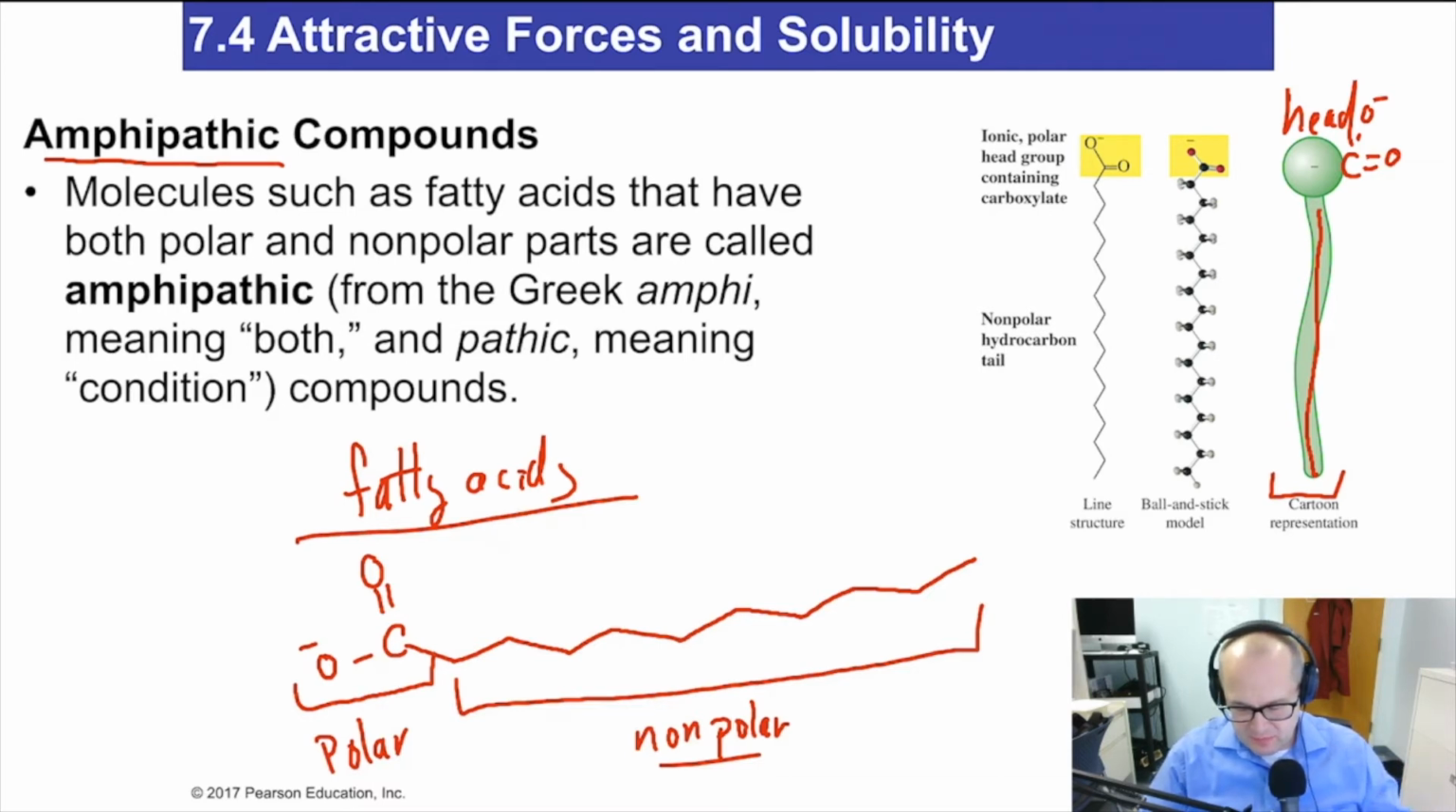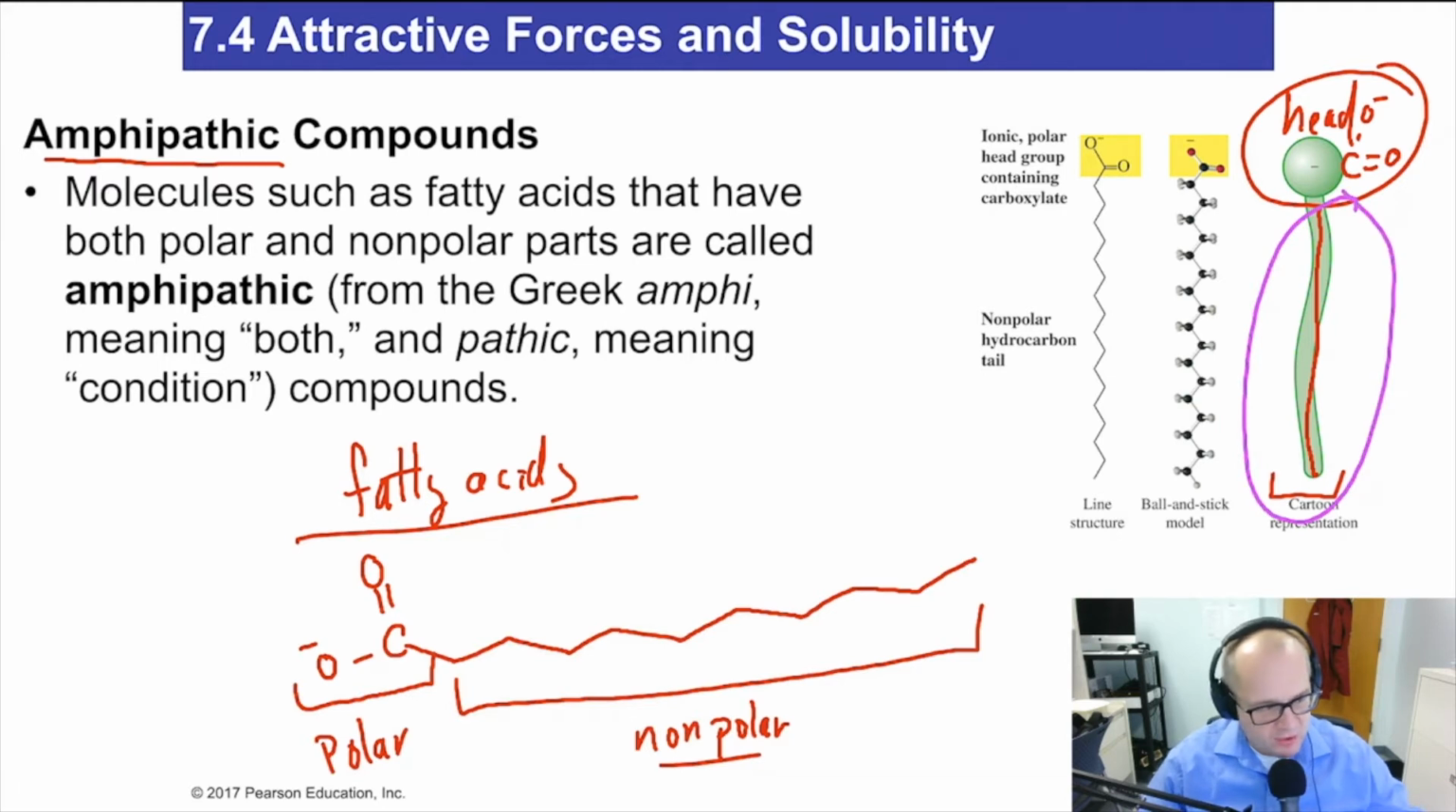Okay? So there's a split personality. This part wants to associate with water because it's polar. The part down here hates water, can't stand it. It's going to get away from it. Okay? Now this is interesting. We have a molecule with a split personality. One part polar, one part nonpolar. One part loves water, one part hates water or fears water. Okay? Keep that in mind.